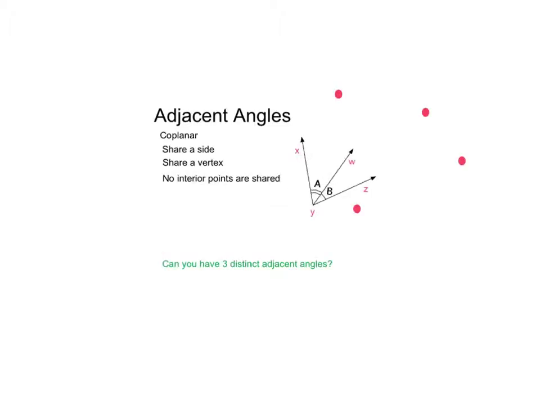All right, welcome to the lesson on angle types and the linear pair postulate. What we're going to start with here is our adjacent angles.